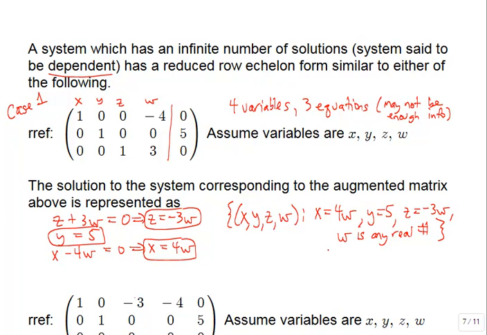So that's why this is called a dependent system, because the answer depends on what you choose for W. X is determined by whatever W is, Z is determined by whatever W is. Y was the only number that was fixed. So this is case 1, when you tend to have more variables than equations, so it becomes a dependent system because you don't have enough information.